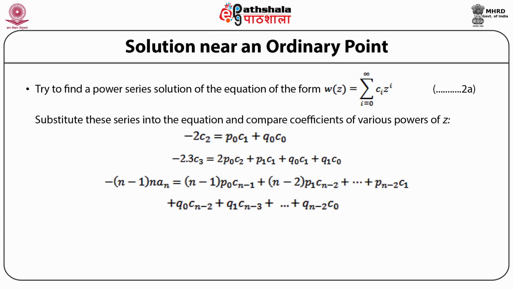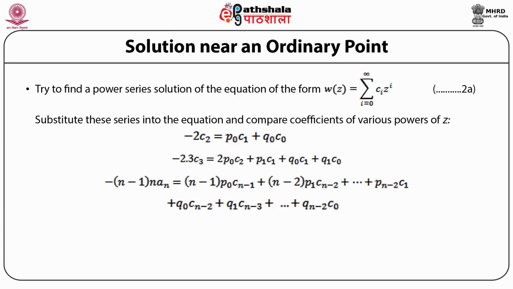By substituting these series into the equation and comparing the coefficients of various powers of z, we have minus 2c2 will be equal to p0 c1 plus q0 c0. Similarly, minus 2 times 3c3 will be equal to twice of p0 c2 plus p1 c1 plus q0 c1 plus q1 c0, and so on.